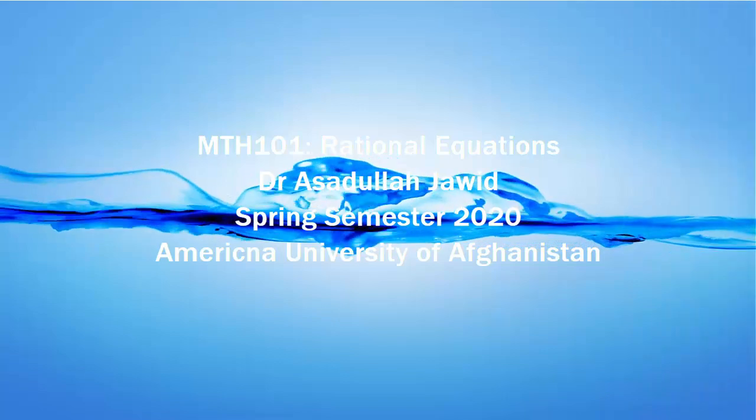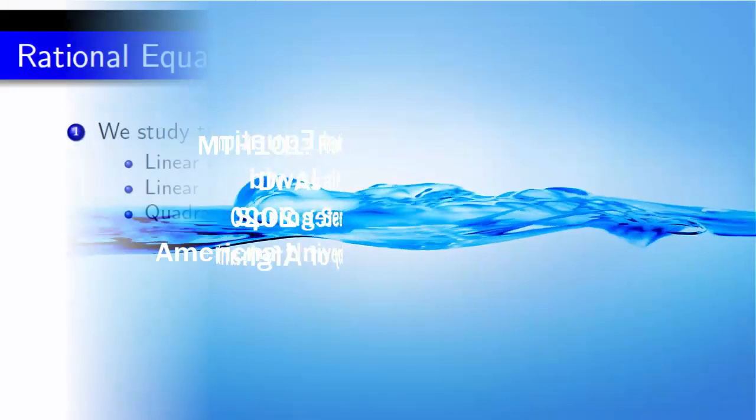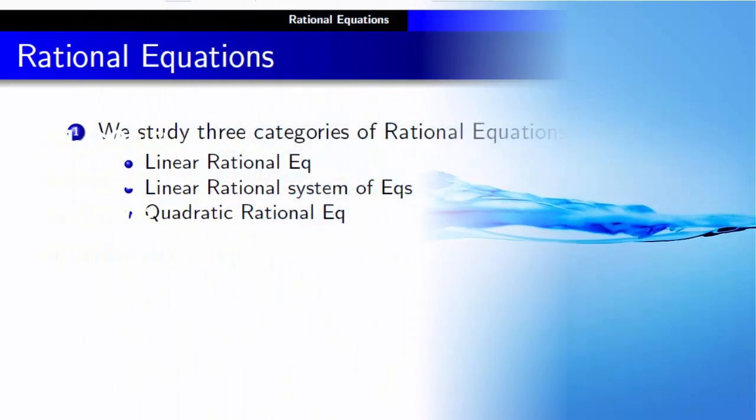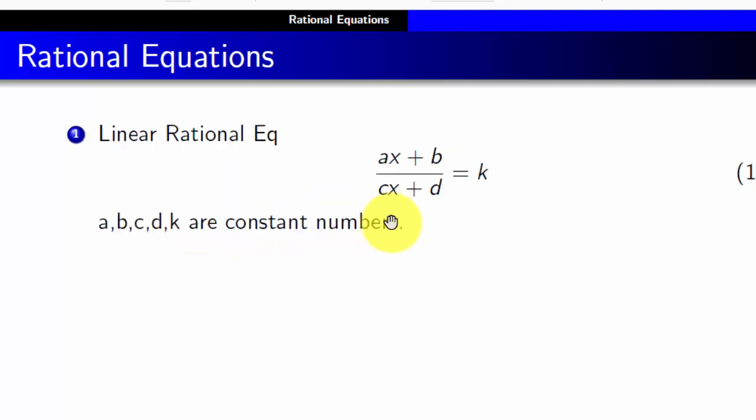Today we move on to a new type of equations, namely rational equations. We study in three different categories, namely linear rational equations, linear rational system of equations, and quadratic rational equations.